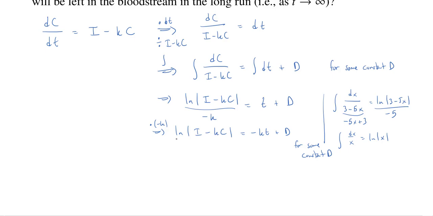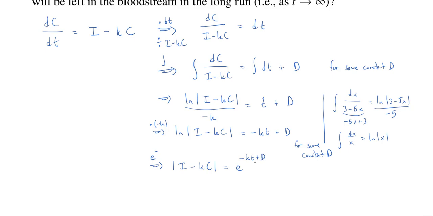Okay, well now I have a natural log. I'd like to get rid of that. So I'm going to exponentiate both sides, right? E to that power. So when I do that, the natural log is going to go away, and I'll get the absolute value of I minus kc is equal to e to the negative kt plus d.